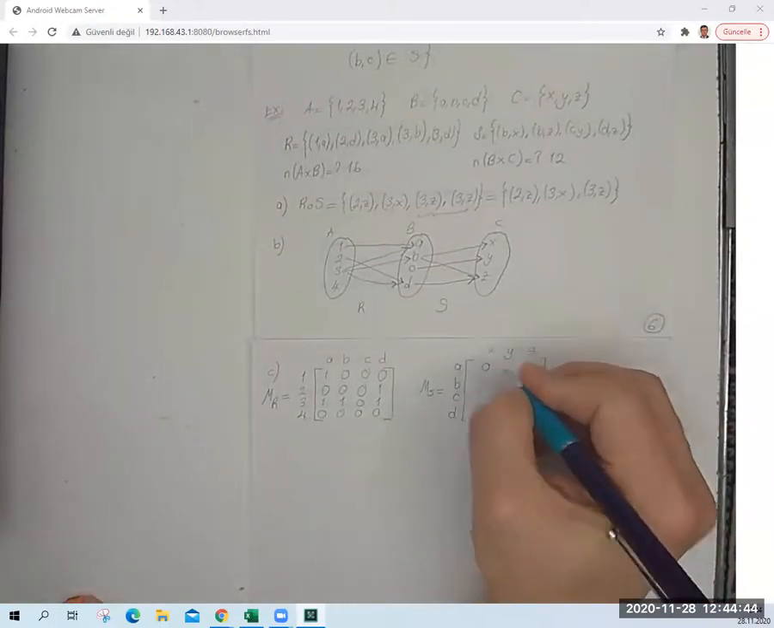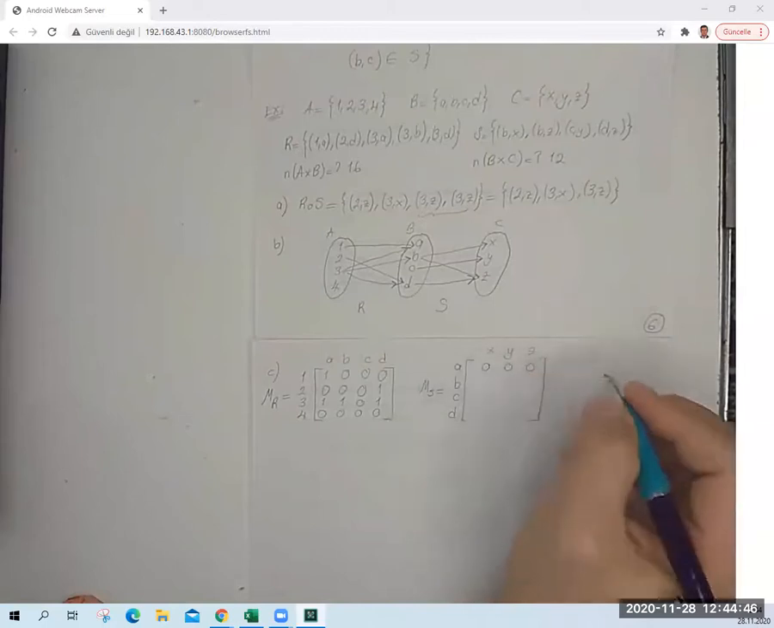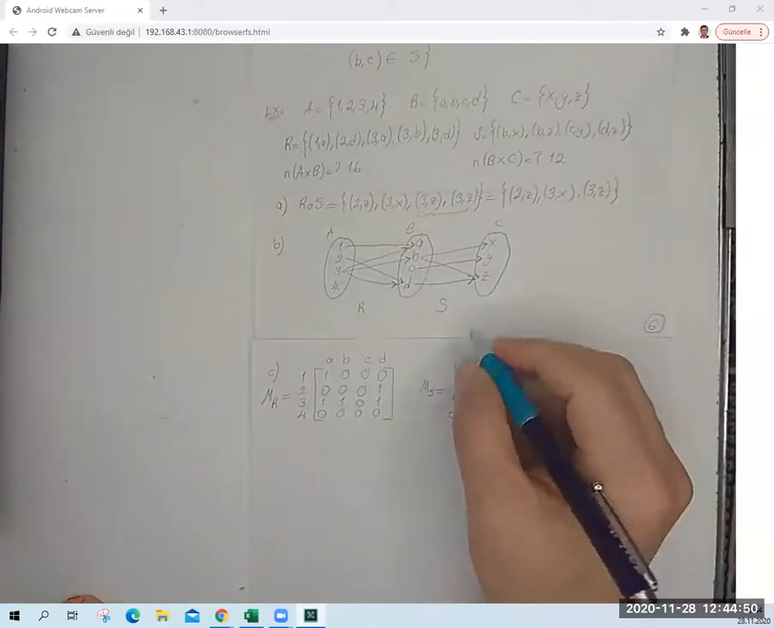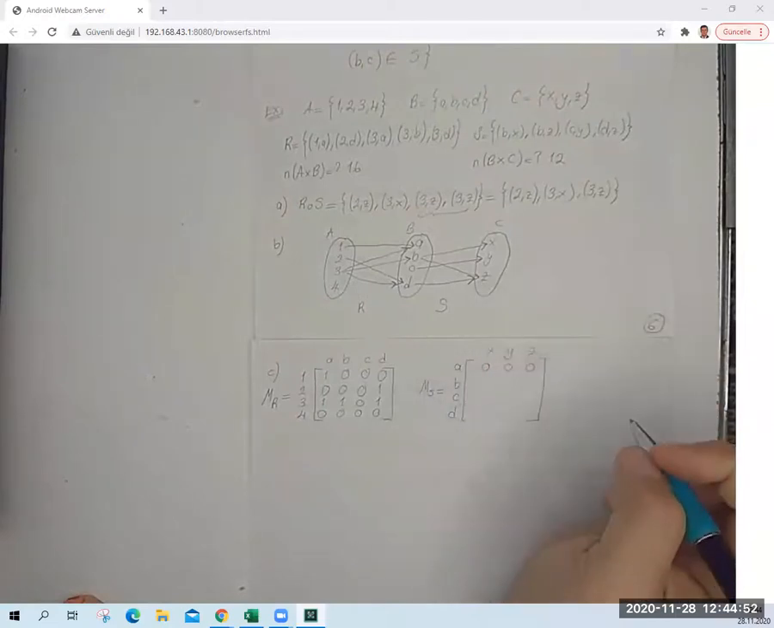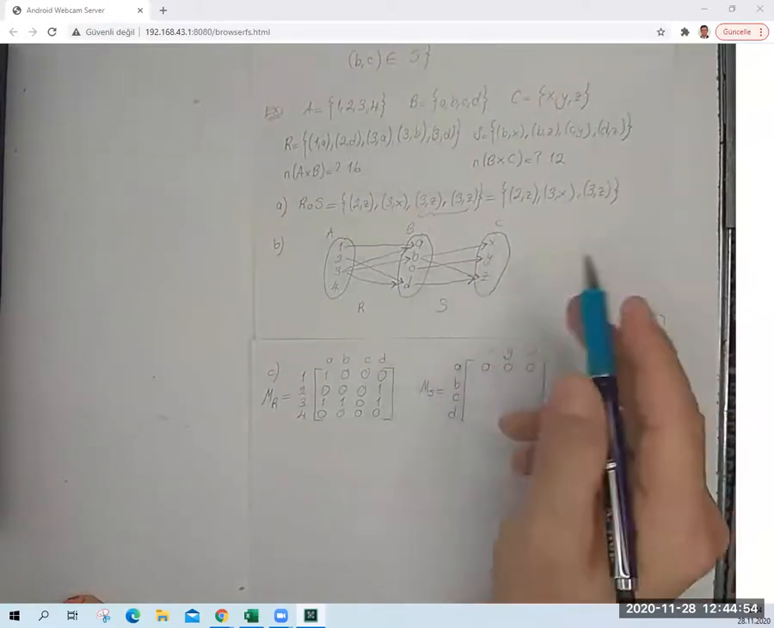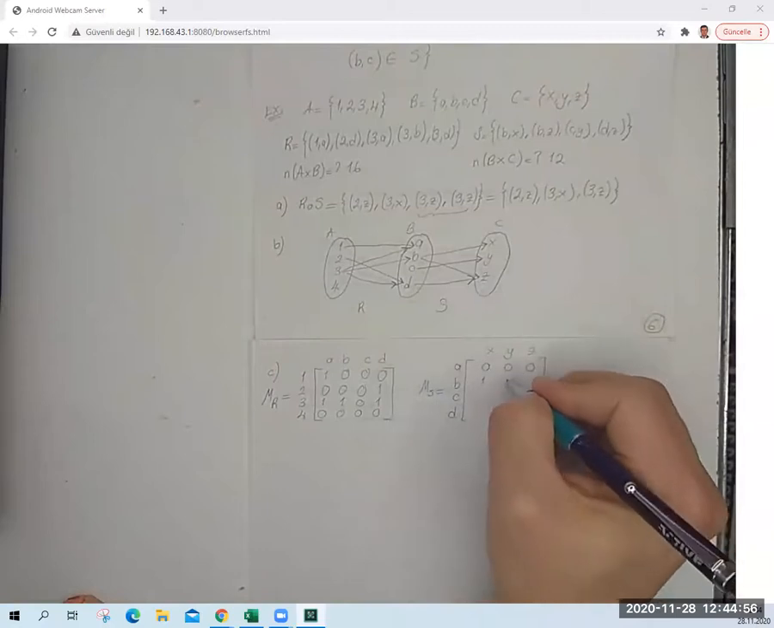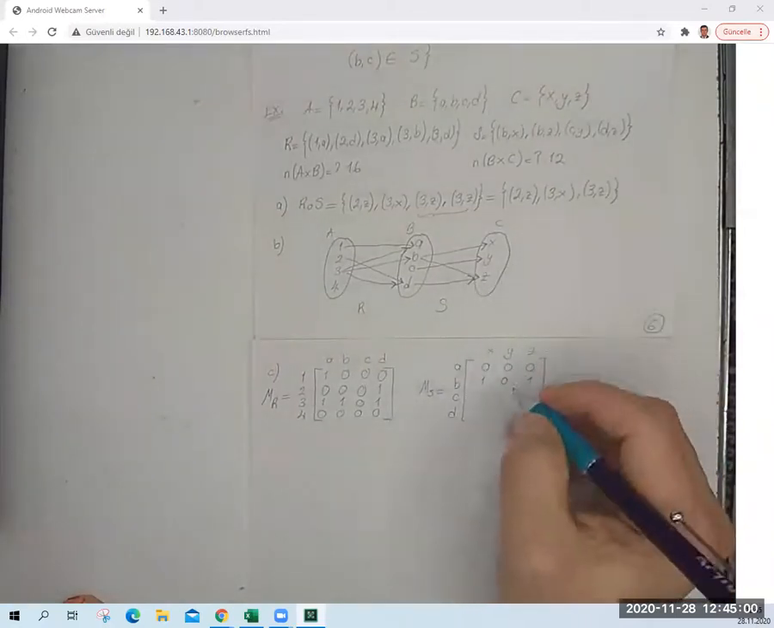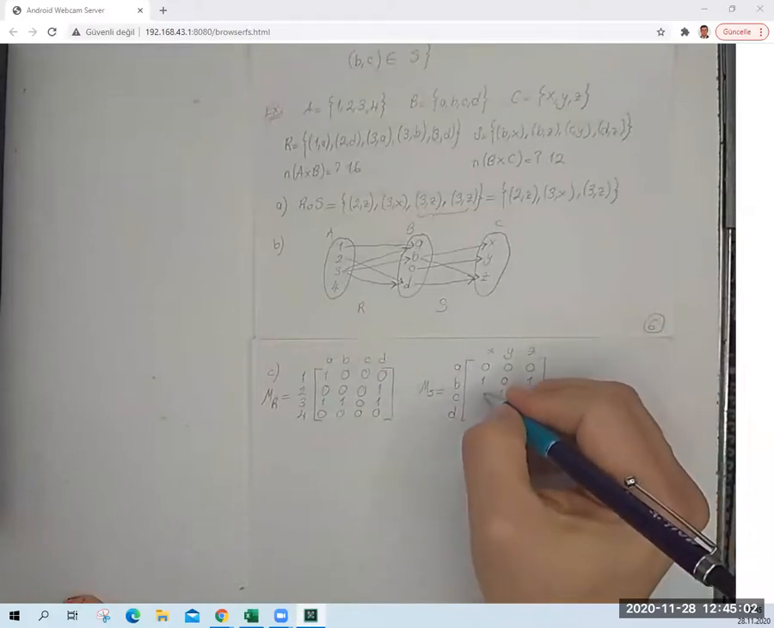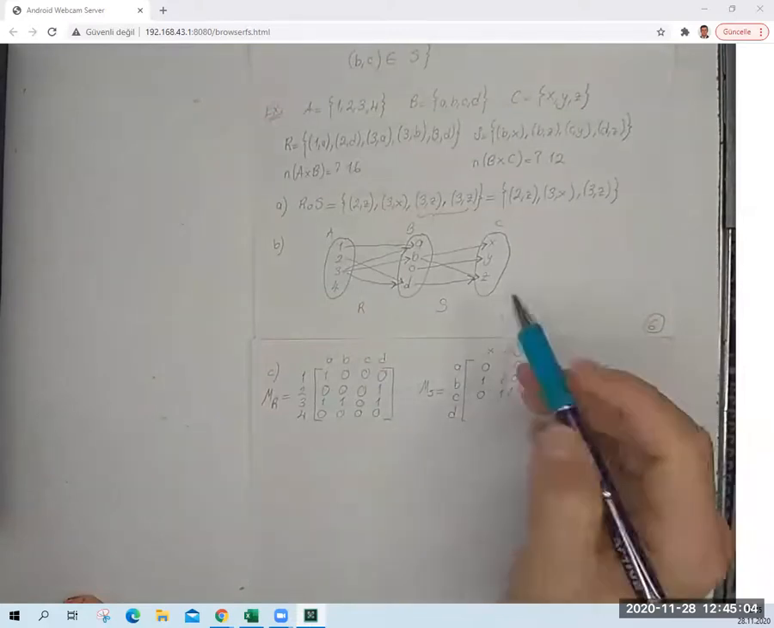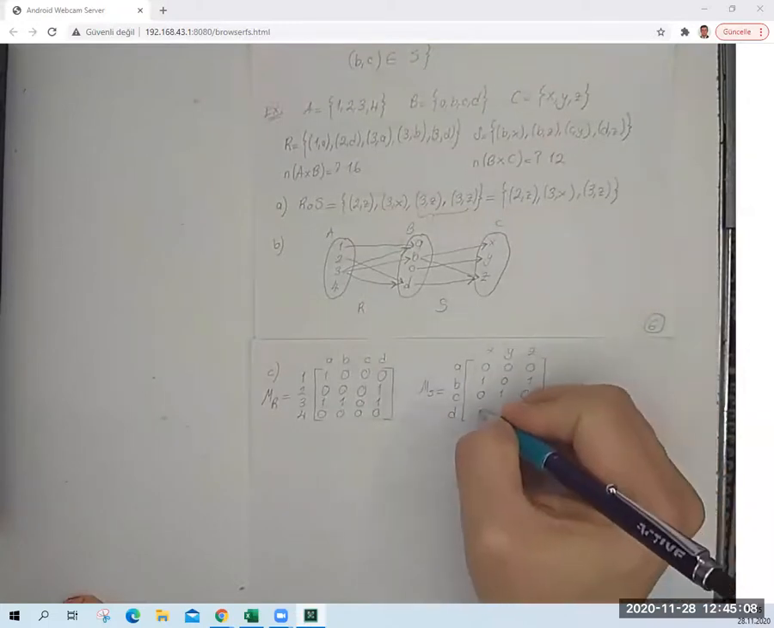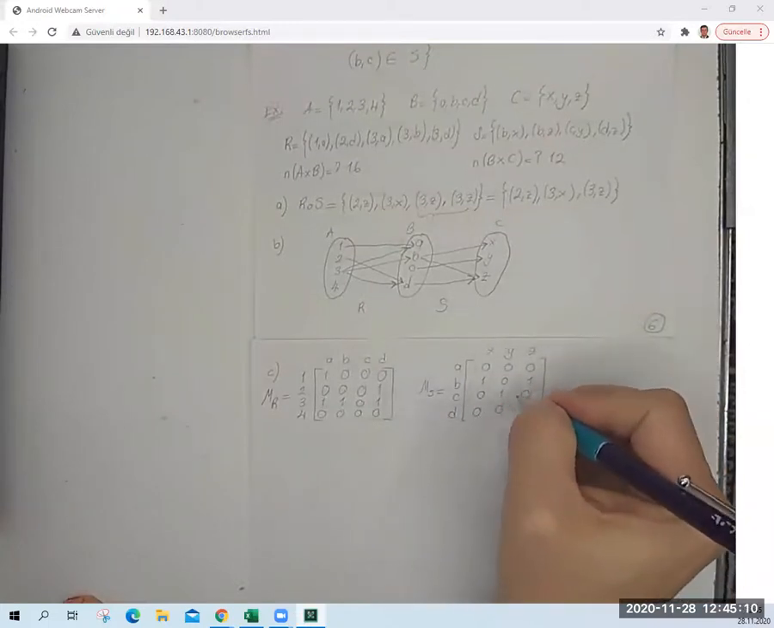There is no A: 0, 0, 0. For B, B goes to Z, and also B goes to X: 1, 0, 1. And C goes to Y, and 0, 0. And C goes to Y, and D goes to Z as a 1, 0, 0.